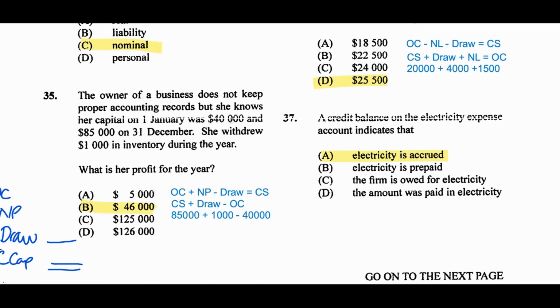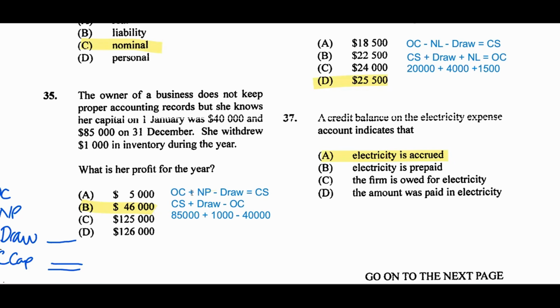January 1st was 40,000 and 85,000 on 31st December. She withdrew $1,000 in inventory during the year. What is her net profit for the year? Now, guys, this is very similar to question 1. And during this paper, you'll notice a couple of questions like this, where they give us a couple of data to work with, and they ask us to work out your capital, your net profit, or things like that. In this case, they're asking us to work with the profit.